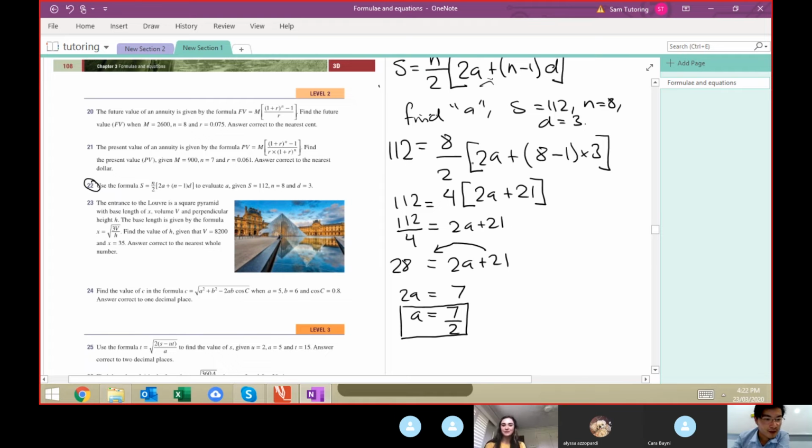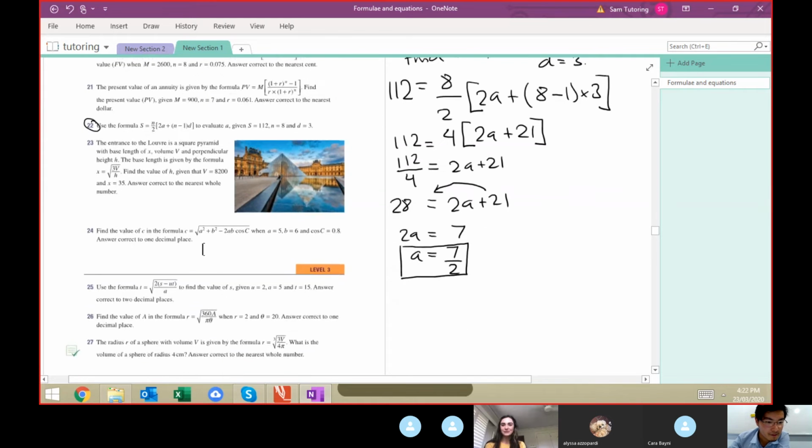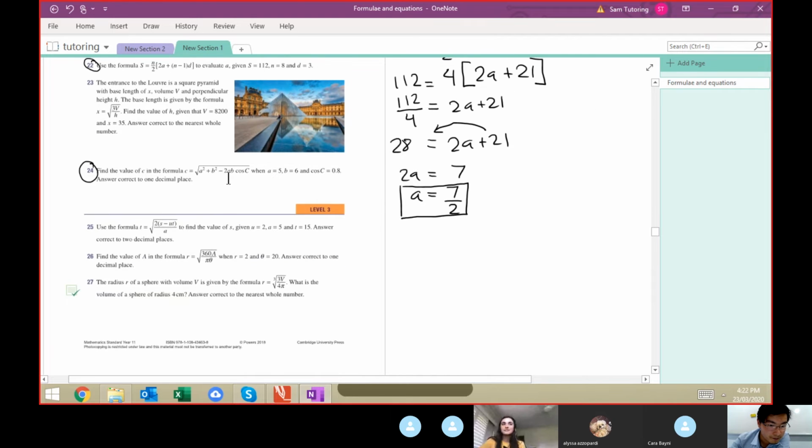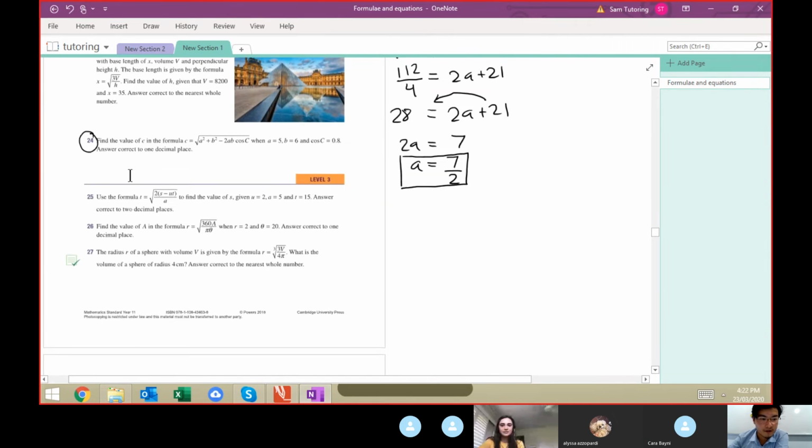Okay, let's do another one. This one, I'm pretty sure everyone's familiar with question 24. Oh, this one's not that bad actually. You just plug it in. Don't worry about question 24 actually. Let's try something where we have to find something. Yes, this one. Question 25. 25 is a good one.